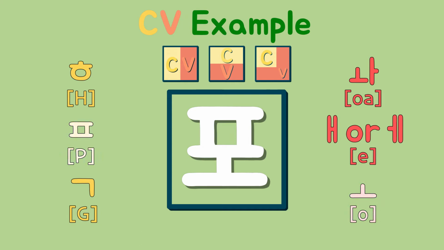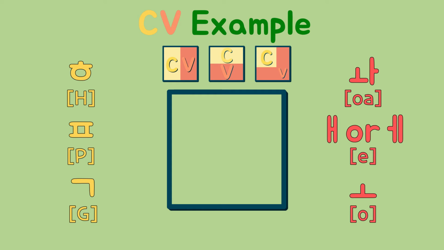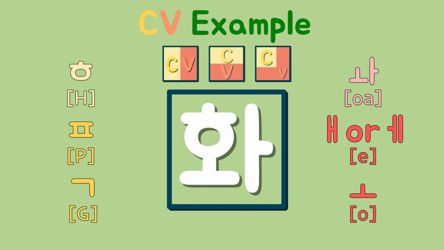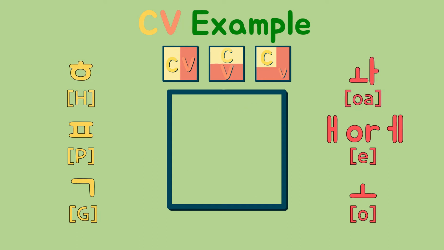Well, final example. 화. This time we have H as a consonant and 와 as a vowel. It is pretty obvious where to put which one. CV should be arranged this way. In a CV syllable, if a vertical vowel comes after a consonant, it comes to the right of the consonant, like English. But if a horizontal vowel comes after a consonant, it lies beneath the consonant. And if a composite vowel comes after a consonant, it occupies places for both vertical and horizontal vowels.